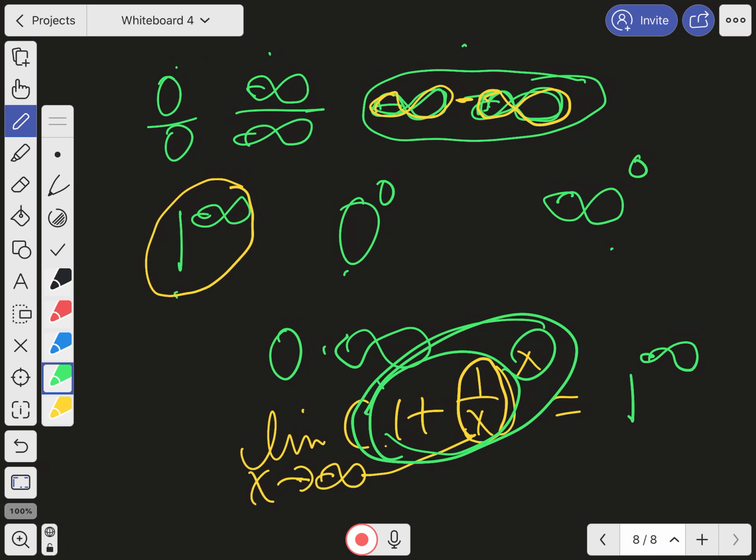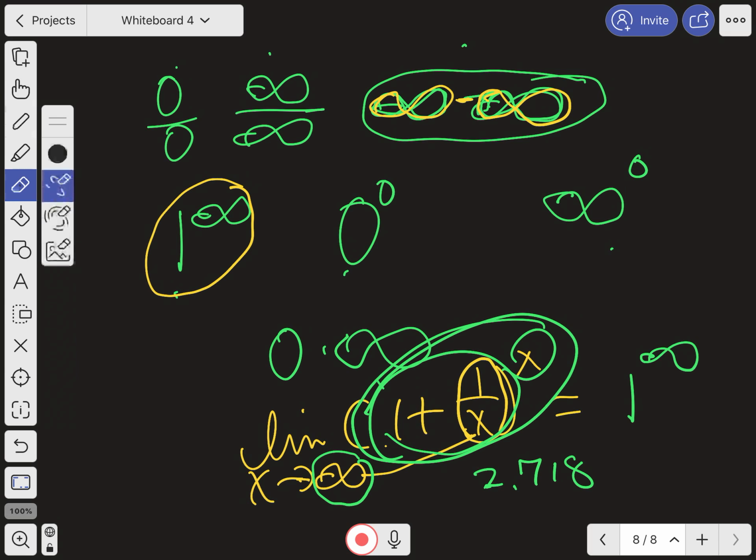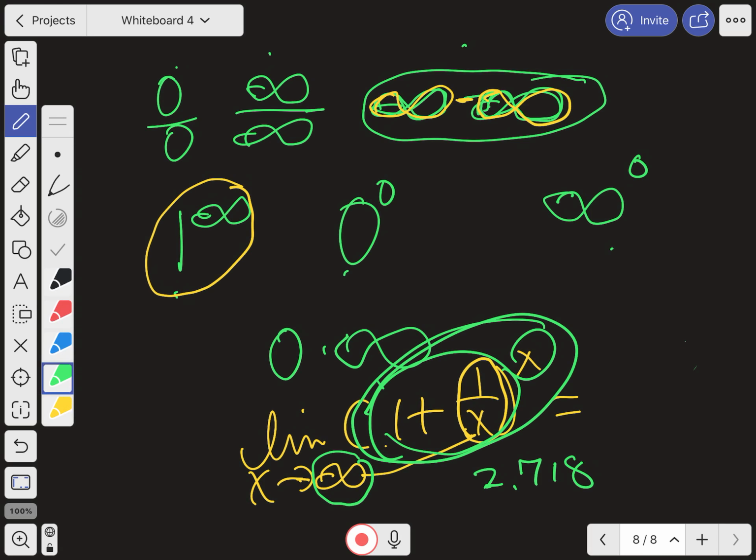But if you type this into your calculator and you let x grow and grow and grow, you'll see that this number hovers toward 2.718. In fact, the answer to this is surprisingly e. This particular one. 1 to the infinity doesn't always equal e, but it's a classic case of it. And we'll do this one later using L'Hopital's rule to prove that it's e.